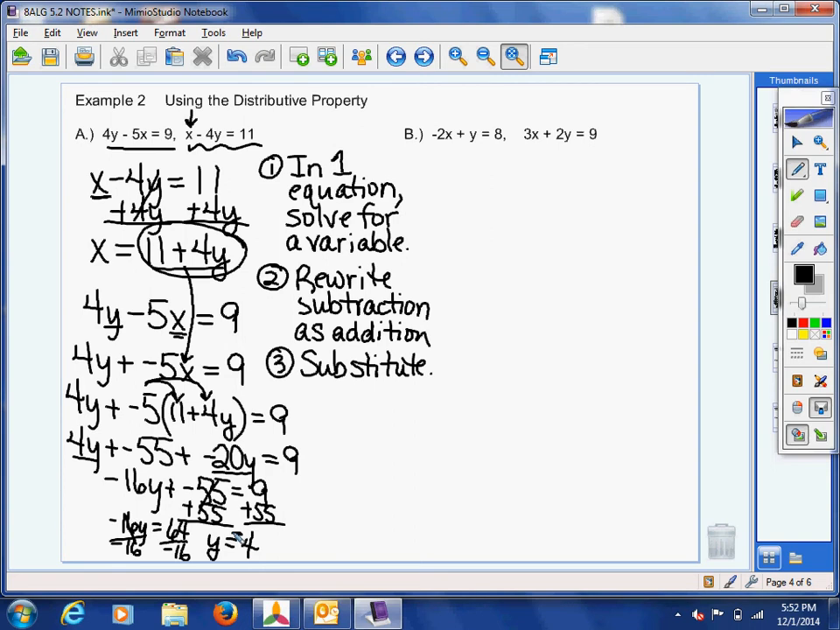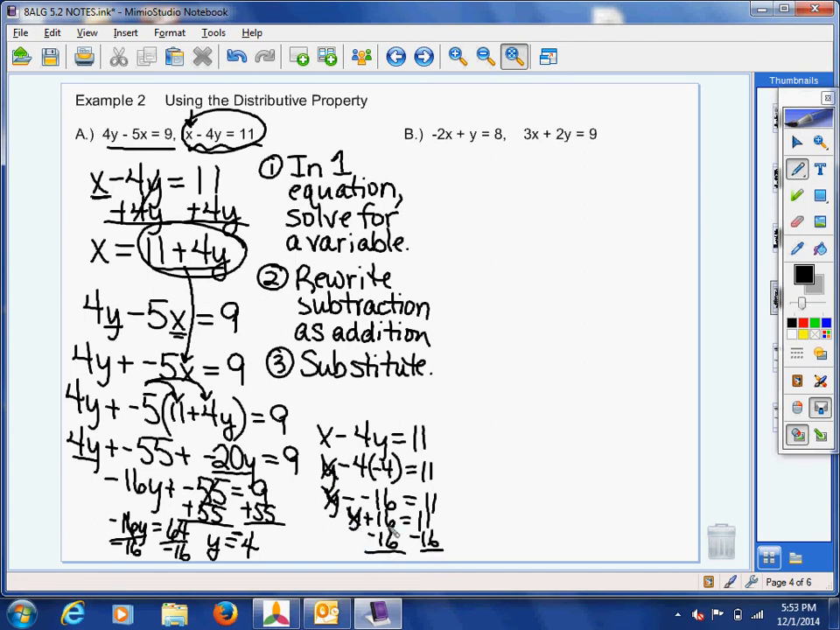So we found one part of the answer, but we need the other part. We need to know what x is. So pick one of those original equations. This one looks easier to me, and I'm going to plug in what I know and solve for x. I know that y is -4. So x minus 4 times 4, that's x minus -16, which is really x plus 16. And then subtract 16. I'm sorry, I think I changed the variable on you. X plus 16. Subtract 16 from each side, and x equals -5.